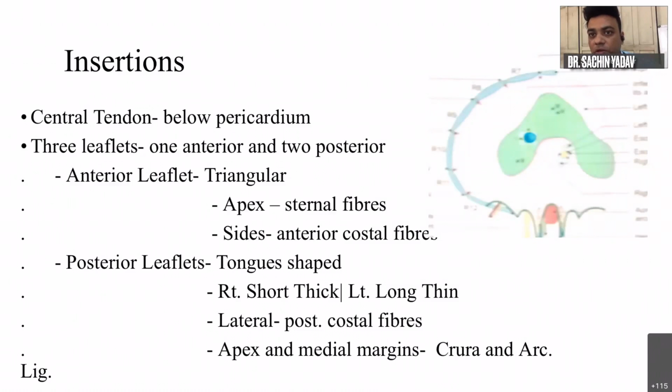The posterior leaflets are tongue shaped. The right one is shorter and thicker as compared to the left one. Laterally, the posterior costal fibers are inserted, and at the apex of this posterior leaflet and on the medial margin, it gets fibers from the crura and the arcuate ligament. Got it?